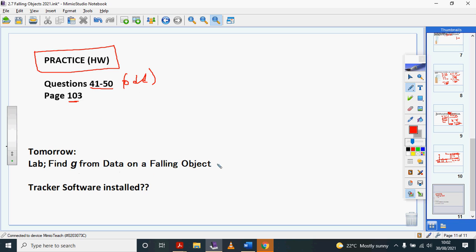Tomorrow we'll do a lab. I just wanted to remind you to install the tracker software. The links were posted in the first week of class. So make sure you have that installed on your computer, because that's what we'll use tomorrow.